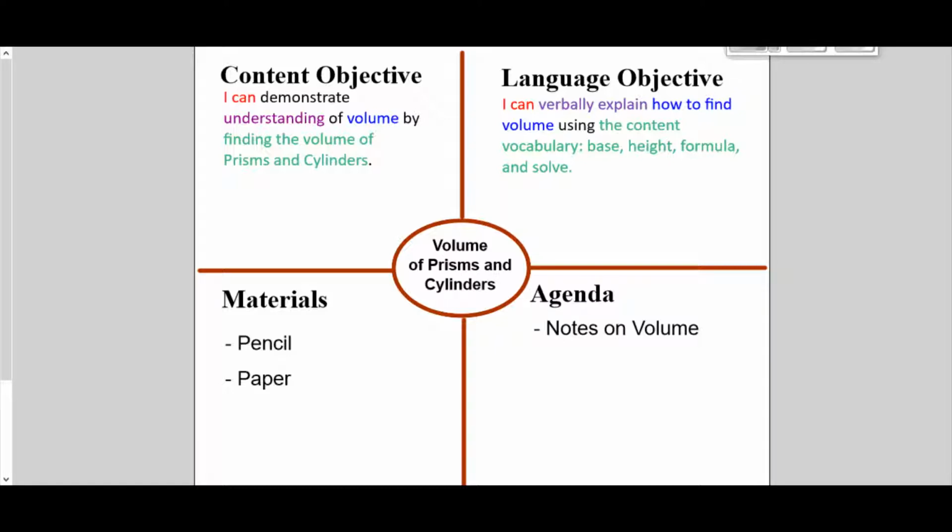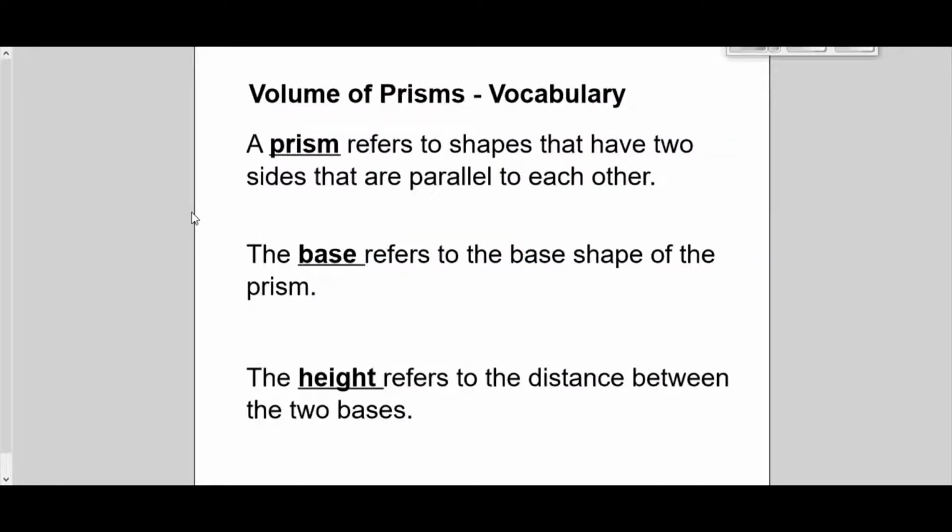I want to go over the basic vocabulary that we're going to use for prisms and cylinders. The first vocabulary term that we're going to see frequently is the term prism. A prism just refers to a shape that has two sides that are parallel. Remember, this word parallel means that the sides never touch. So they will never intersect.